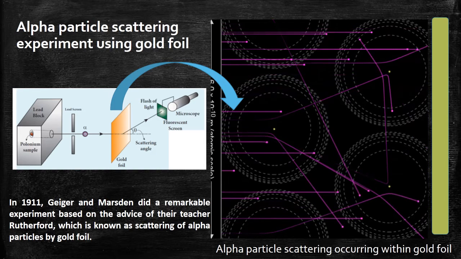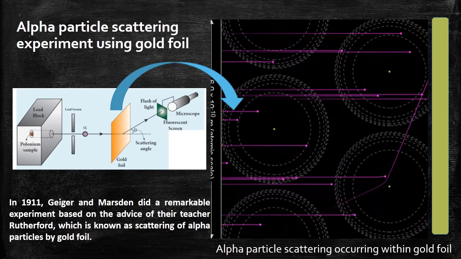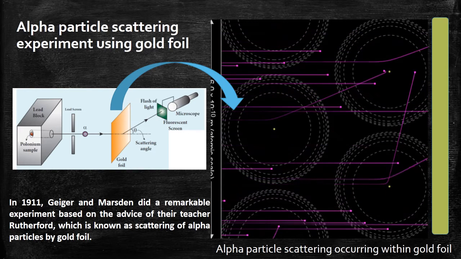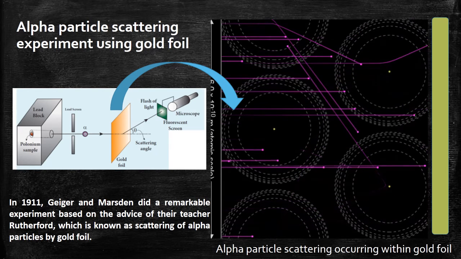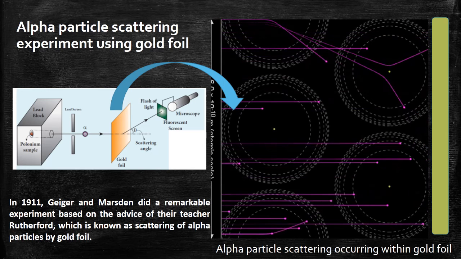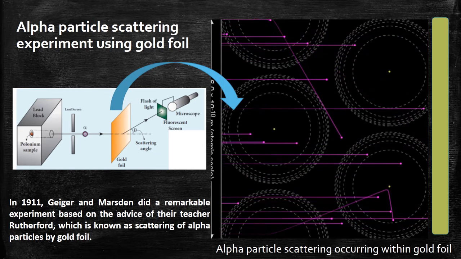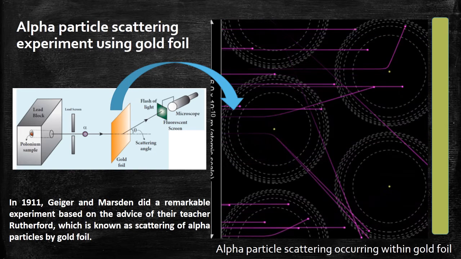The following conclusions were made by Rutherford. Most of the alpha particles are undeflected through the gold foil and went straight. The second one is some of the alpha particles are deflected through a small angle. A few alpha particles, that is 1 in 1000, are deflected through an angle of more than 90 degrees.